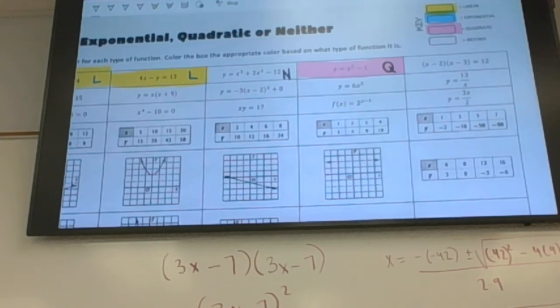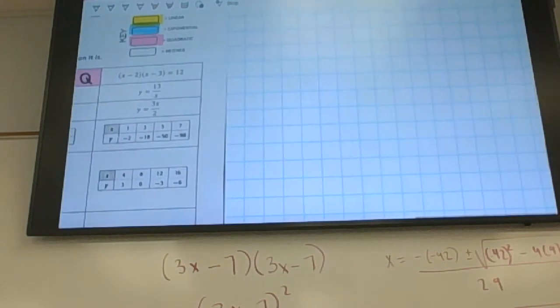I need another orange. Anybody got another orange? Because my orange did not work. Oh, it's not instant.